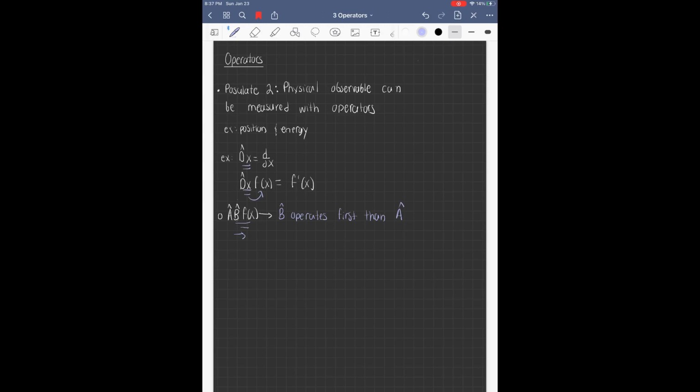So knowing that, let's talk about linear and Hermitian operators. First off, what a linear operator is. Let's just say we can apply an operator to each function.